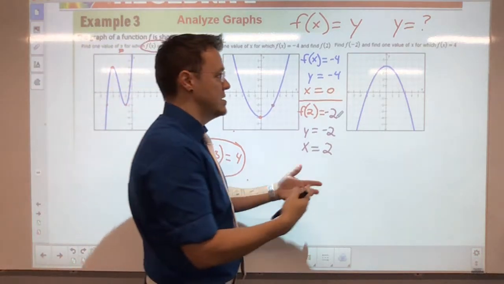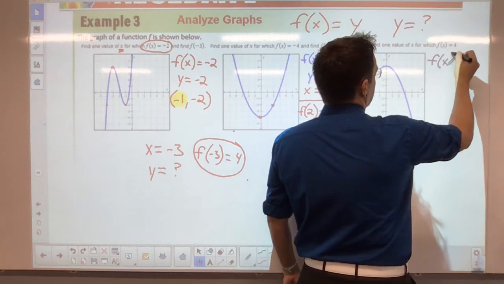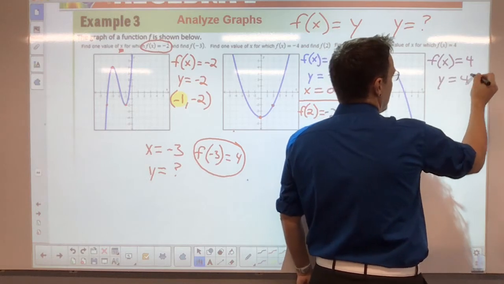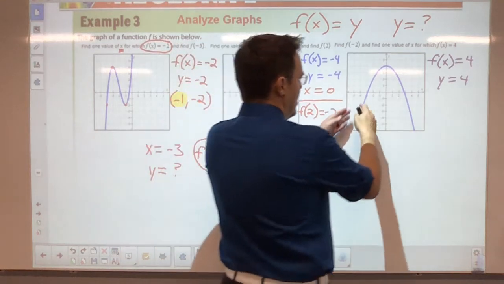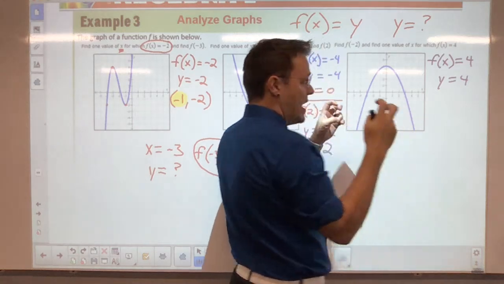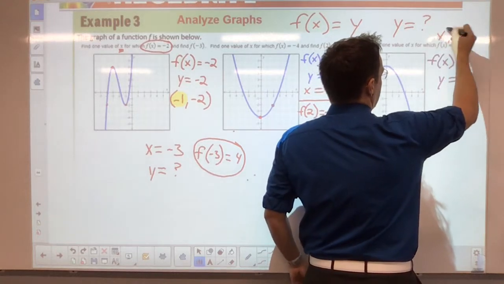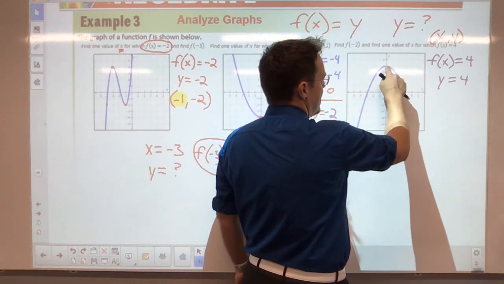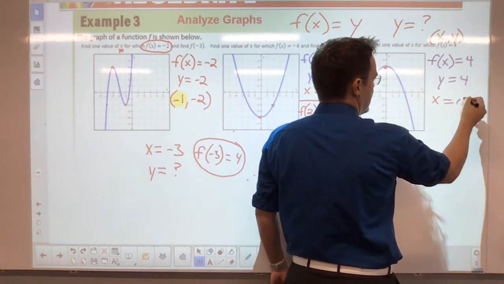All right, the very last one, same thing. You write it out, f of x equals 4, which means y equals 4. If y equals 4, what does that mean? Y is a vertical point. For everybody that's getting confused, remember it's x and y. If my y value is 4, I know I've got a point way up here somewhere on 4. The only one that's up here is right here. So x is 0.